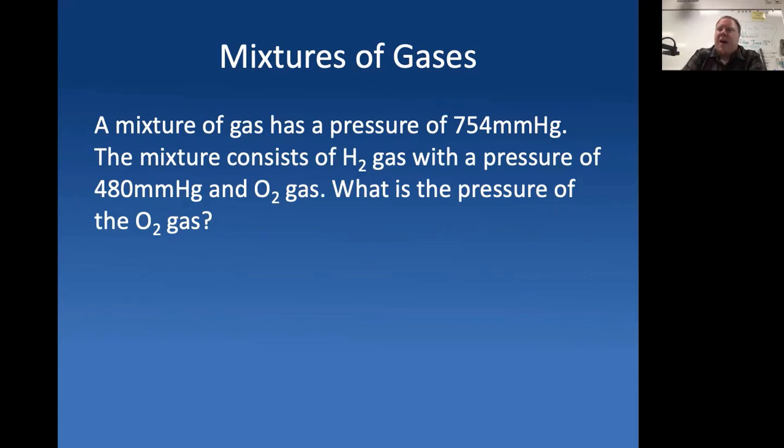So let's say I have a mixture of gas. It's made out of hydrogen and oxygen. Okay. When I first put the hydrogen gas in, it was 480 millimeters of mercury. And then I put the oxygen in, and the total pressure was then 754 millimeters of mercury. Okay. So just hydrogen was 480. Put the oxygen in, and now the total pressure is 754. So what is the pressure of just the oxygen gas? Go ahead and send me your answers in the chat. What will the pressure of just the oxygen gas be?